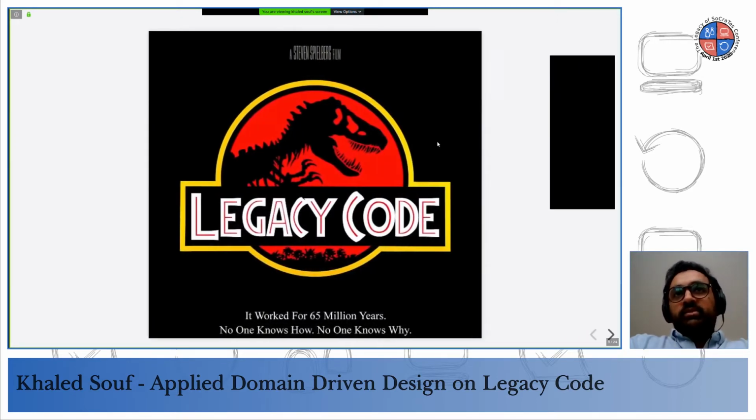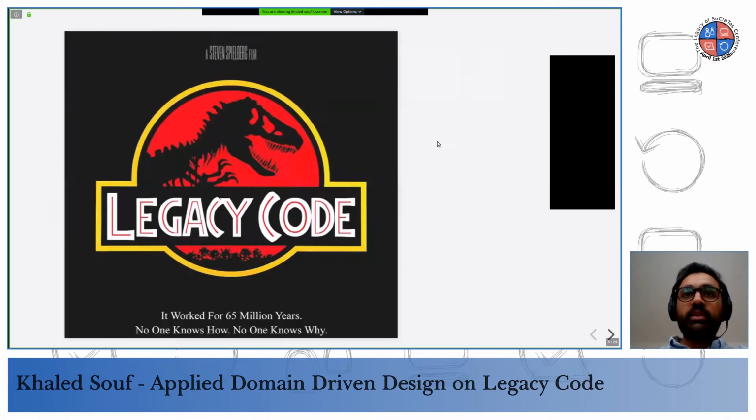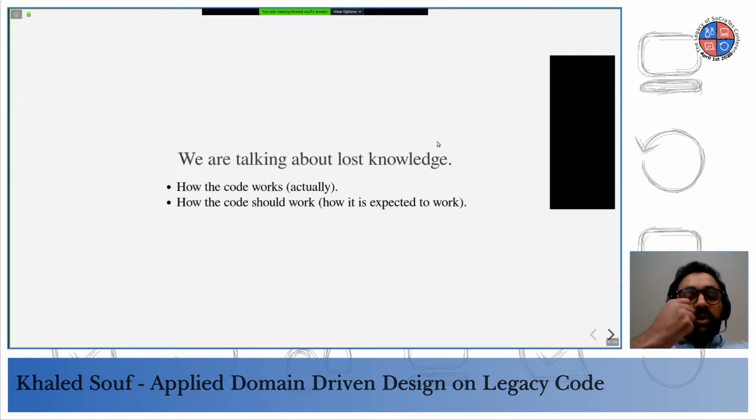Actually, the definition I like the most is this one. It's something that's been living there for maybe, let's say not millions of years, but maybe 10, 20, maybe 15 years. Nobody knows how it works, and nobody knows why it exists. So when we are talking about legacy code, we are talking about lost knowledge.